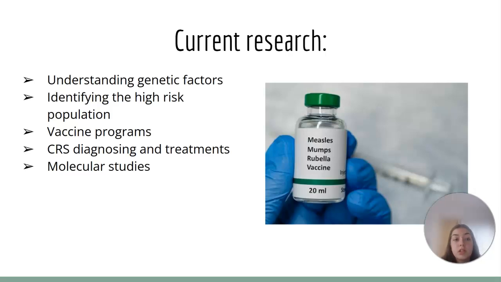So within current research, we see that we are trying to further understand genetic factors that are influencing the immune response to the rubella vaccine, because we want to understand the vaccine's effectiveness. And so to do that, we have to understand the genetic factors that are being influenced by the vaccine. Another one is identifying the high-risk population of the infection, which we can use surveillance to do. And this is important so that we can understand who needs the most help and how we can decrease the number of rubella cases in the world.